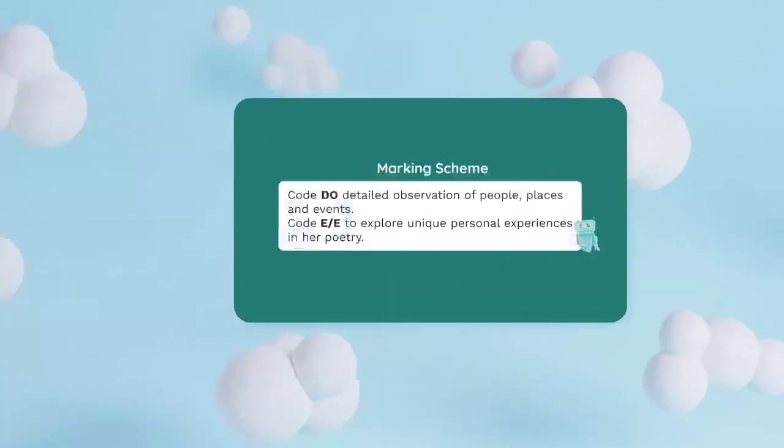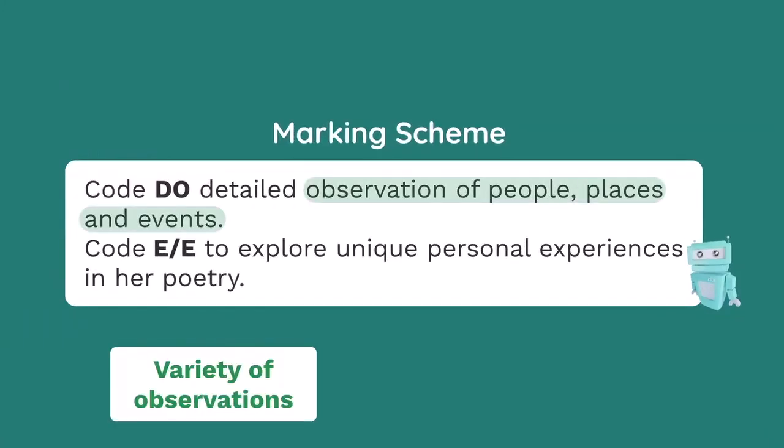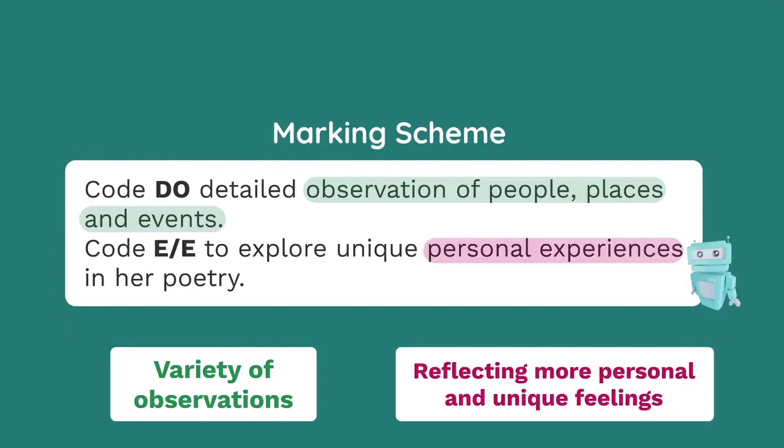Okay, the marking scheme then, just a couple of things about the codes that are going to be important. So the observation, so we're coding DO for the detailed observation. So that's the observation of people, places, and events. So any kind of observation that Bishop makes. So that's what we're looking for in her poetry. And then exploring, so EE for exploring unique personal experiences. So really the EE is exploring experiences.